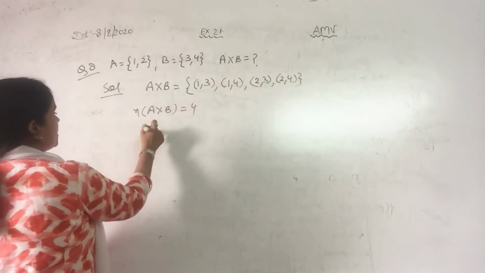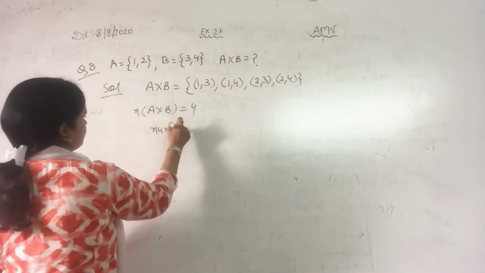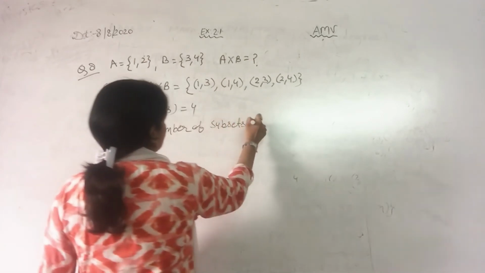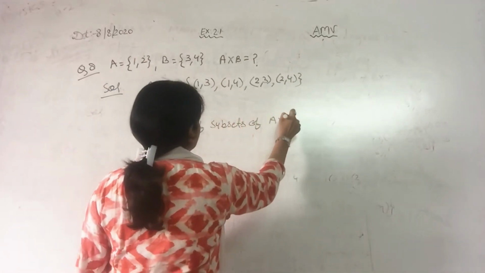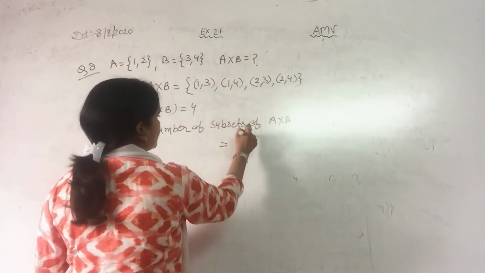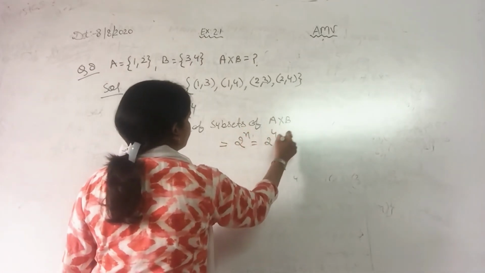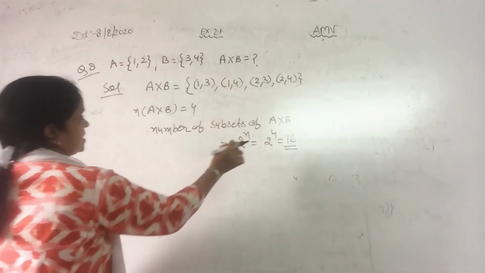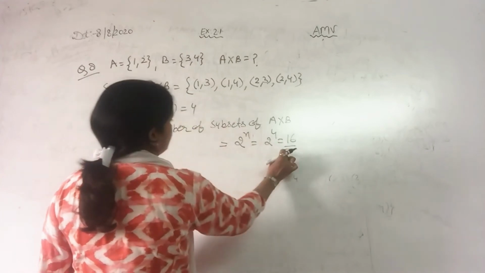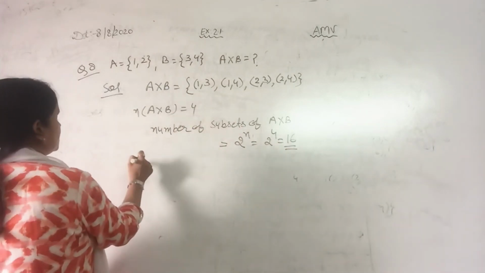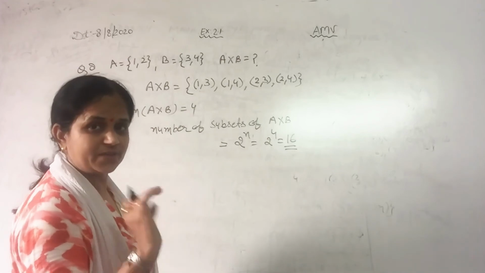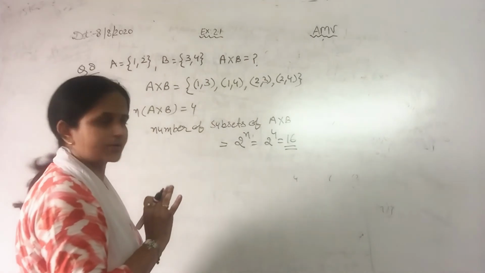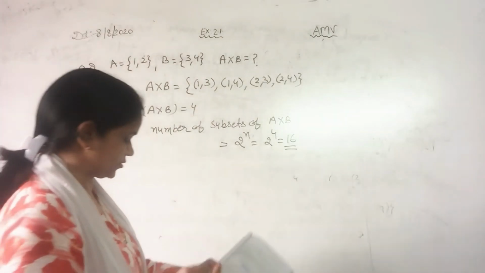Okay, so the number of subsets of Cartesian product AB, how many? The formula is 2 raised to n, so 2 raised to 4, 16 subsets. Number of subsets of Cartesian product AB is 16. In the previous chapter I discussed this topic about subsets, so you write on your own. Okay, now move for the next question.